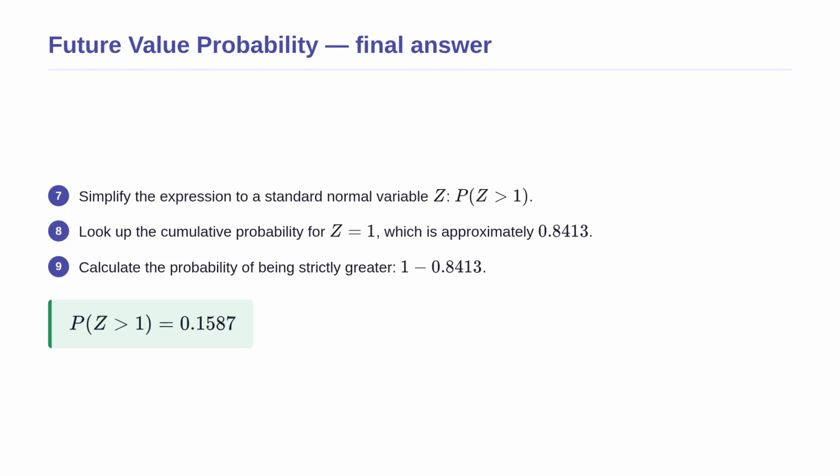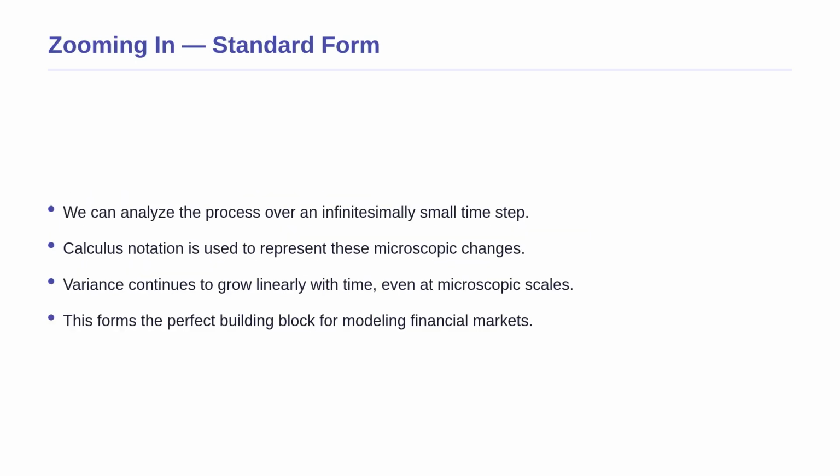This means there is roughly a 16% chance our financial process will wander above the value of 2 by year 4. Now that we have used the increment formula over years, let us look at what happens when we zoom in. When we analyze the Wiener process over an incredibly tiny, almost zero amount of time, we use a special notation called the standard form.